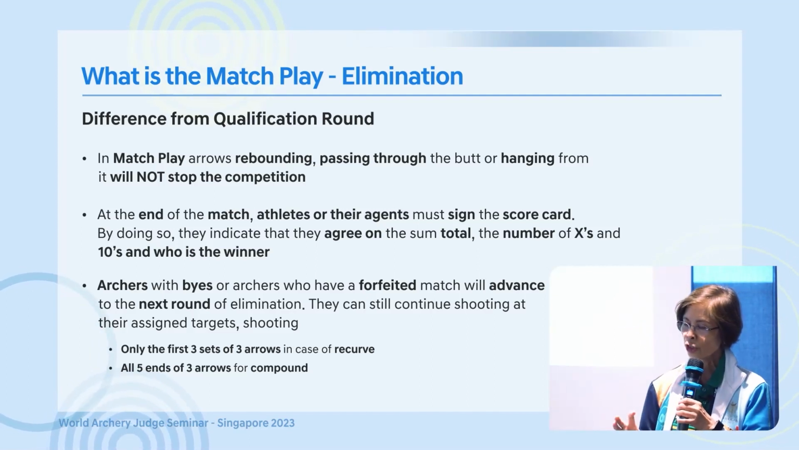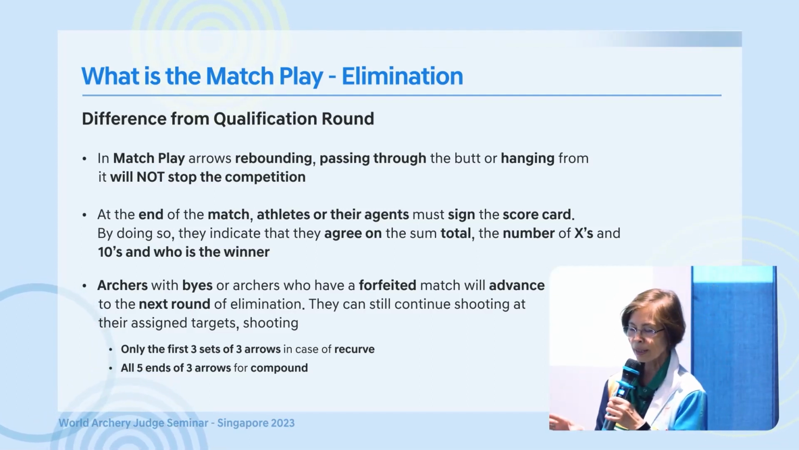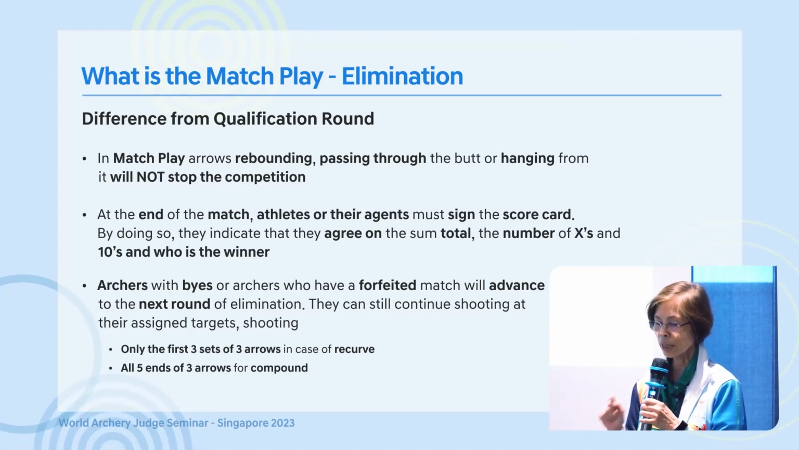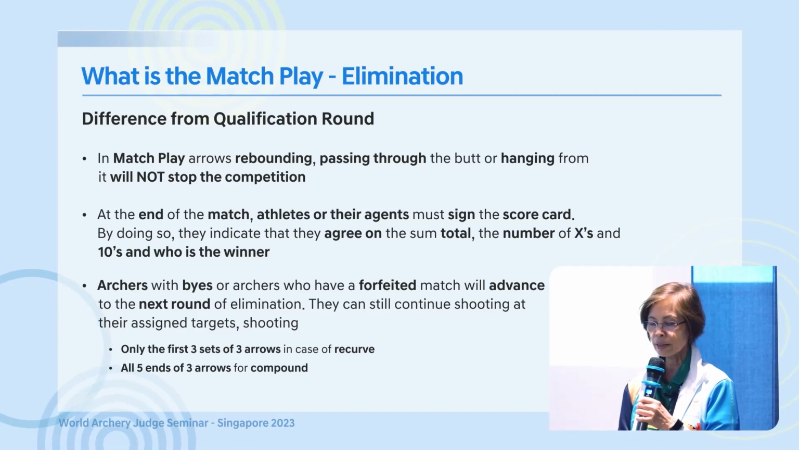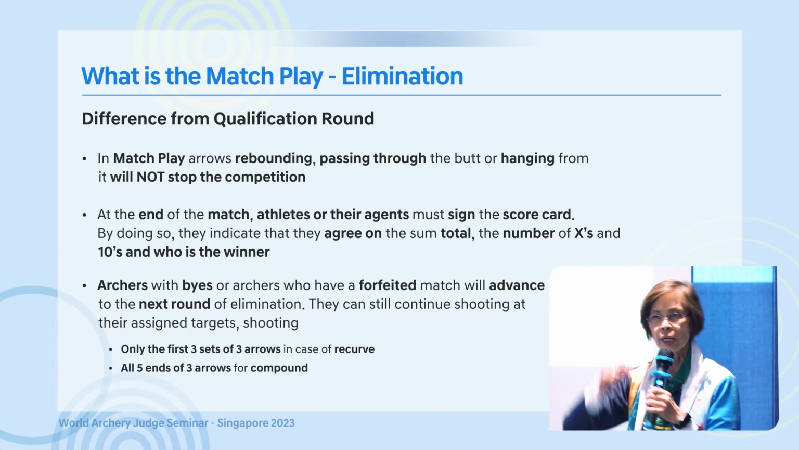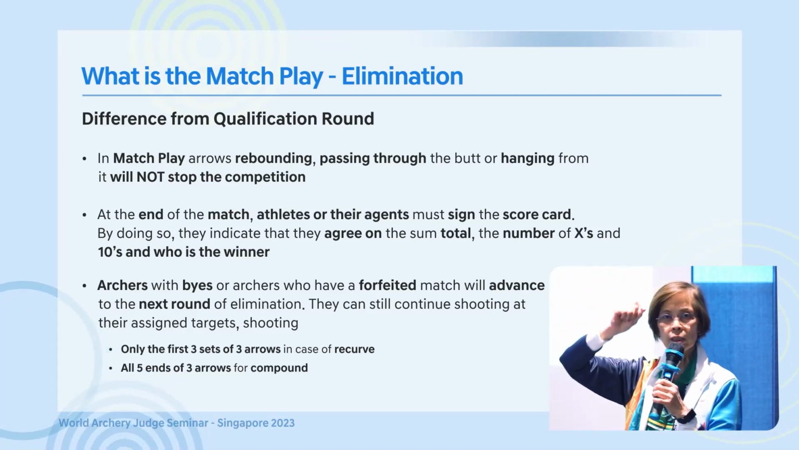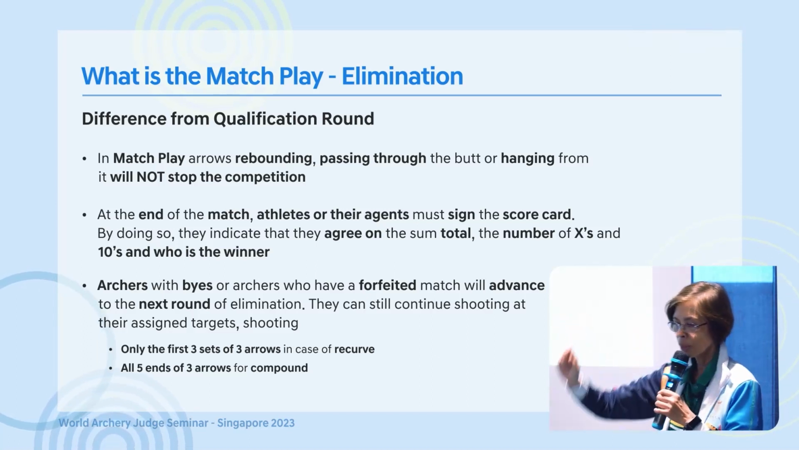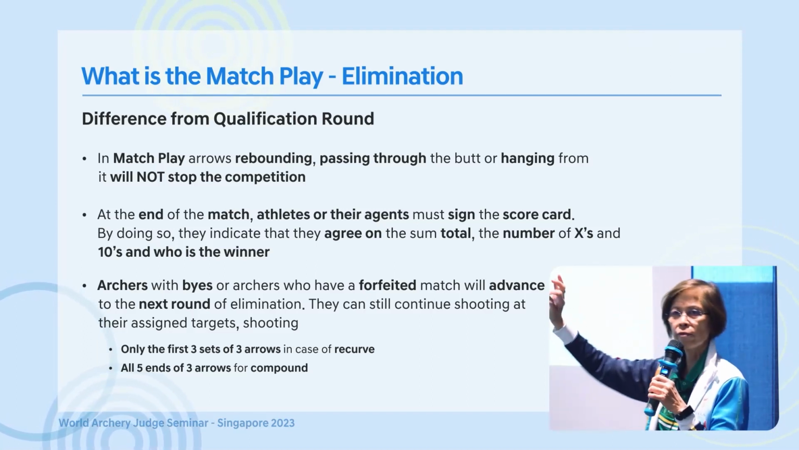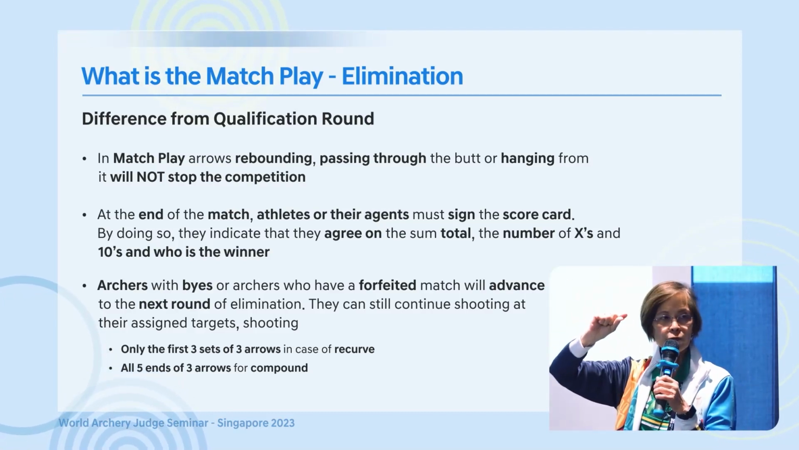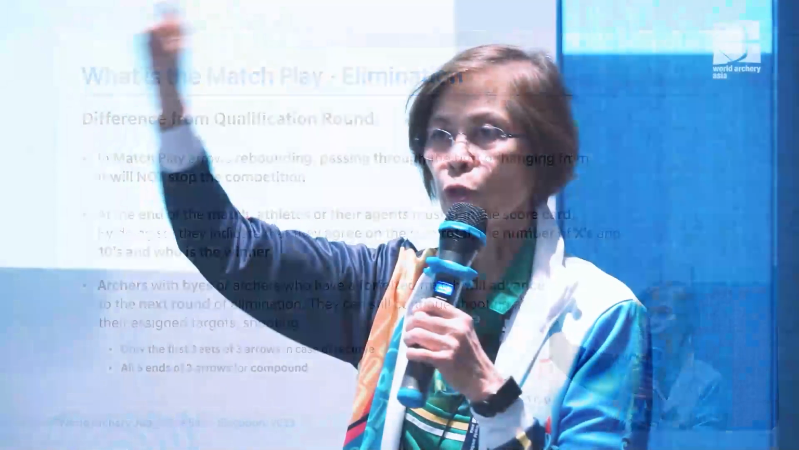At the end of the match, the athletes or their agents must sign the scorecard, and by doing so, they indicate that they agree on the sum total, the number of X's and 10s, and here's the addition: who is the winner. There are boxes there that you check. And here's another thing. I can't quite recall if I have a scorecard for the match play, but there is now a box for the winner on top. So you make sure that they check that.